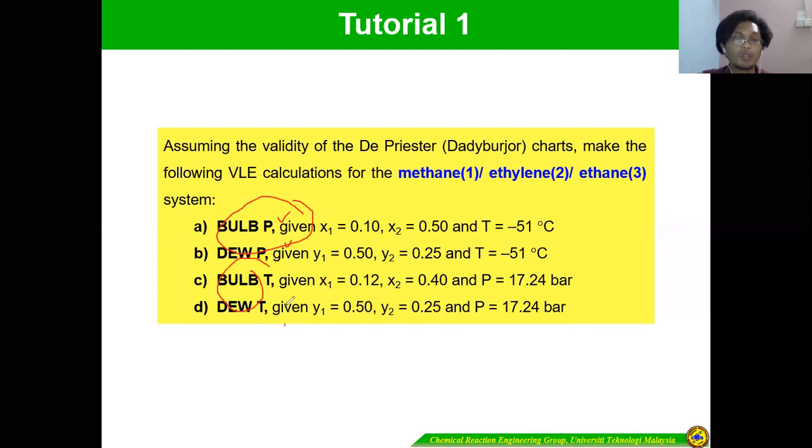This one you have to guess the value of the temperature. And this is all the compositions. Temperature, pressure, 81 degrees. On Sunday we will discuss again. I hope you can do this tutorial and we can discuss on Sunday how to determine the pressure as well as temperature at the bubble point as well as dew point.